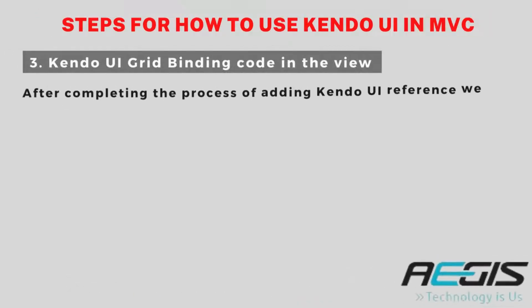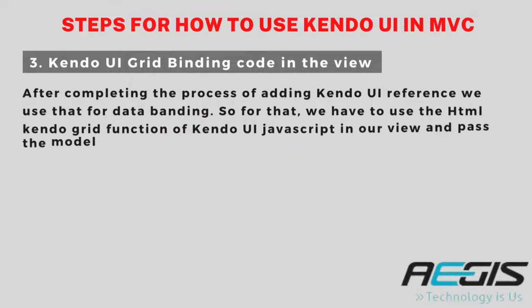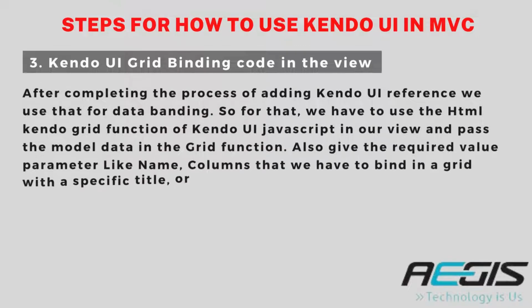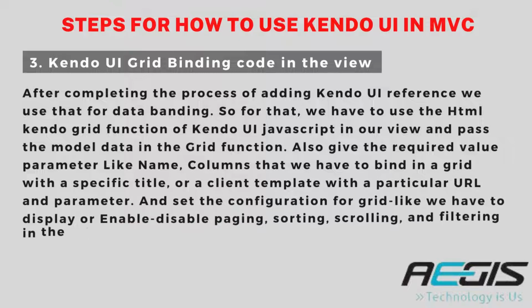Third step is Kendo UI grid binding code in the view. After completing the process of adding Kendo UI reference, we use that for data binding. So for that, we have to use the HTML Kendo grid function of Kendo UI JavaScript in our view and pass the model data in the grid function. Also give the required value parameter like name, columns that we have to bind in a grid with a specific title, or a client template with a particular URL and parameter.